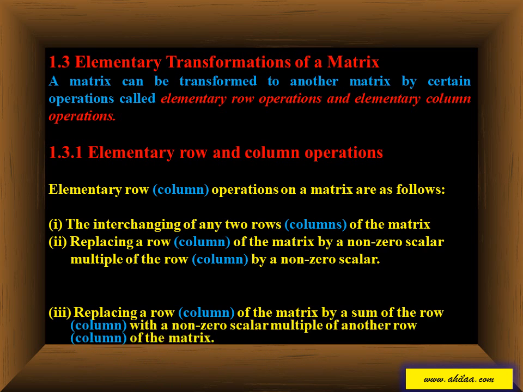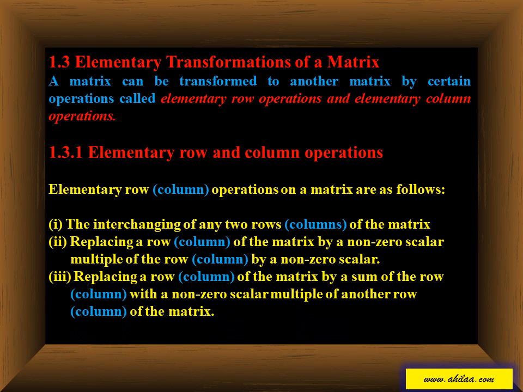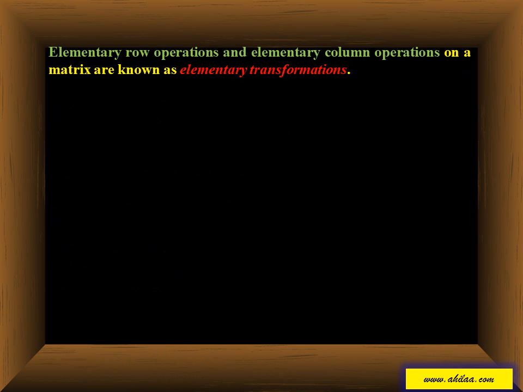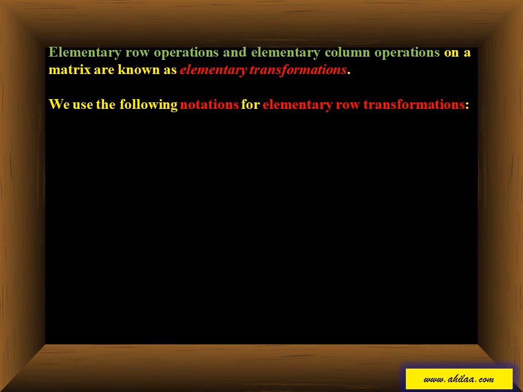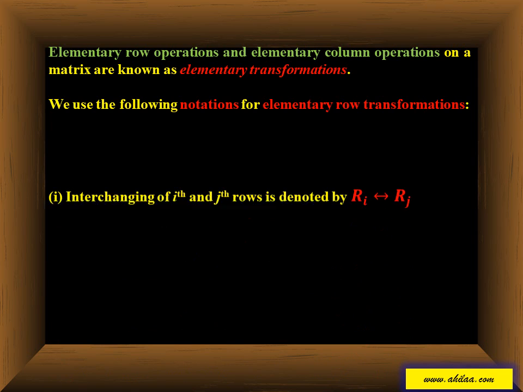by a non-zero scalar. Third point, replacing a row or column of the matrix by a sum of the row or column with a non-zero scalar multiple of another row or column of the matrix. Elementary row operations and elementary column operations on a matrix are known as elementary transformations. We use the following notations for elementary row transformations.